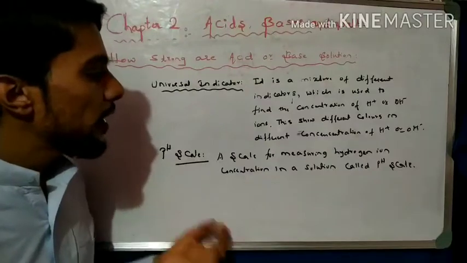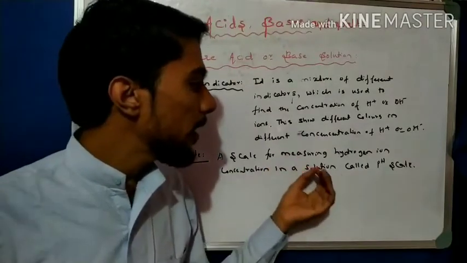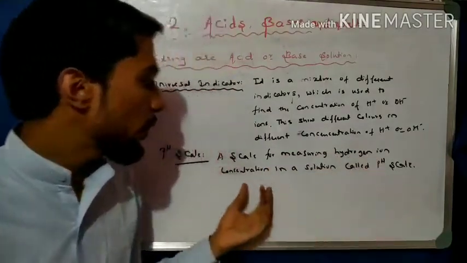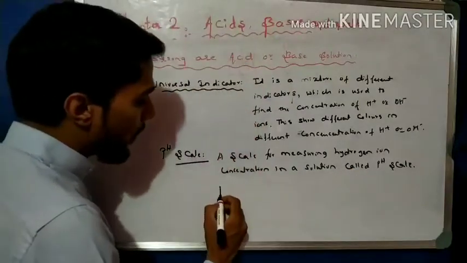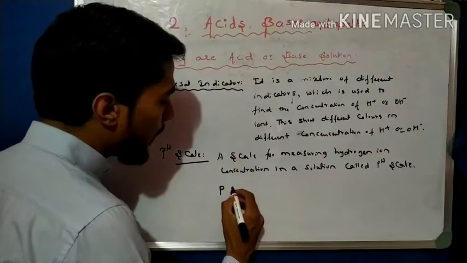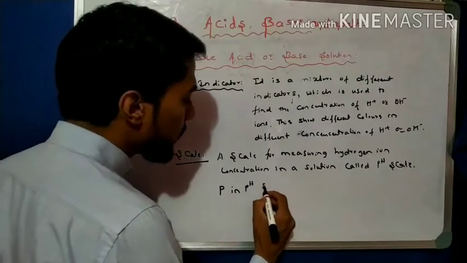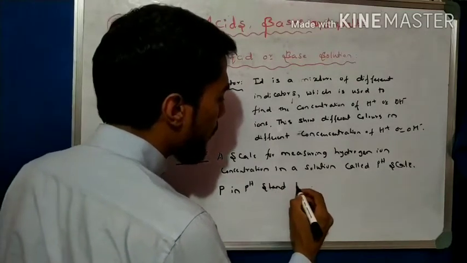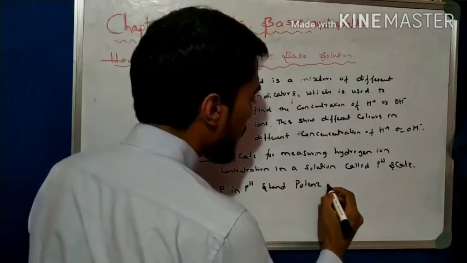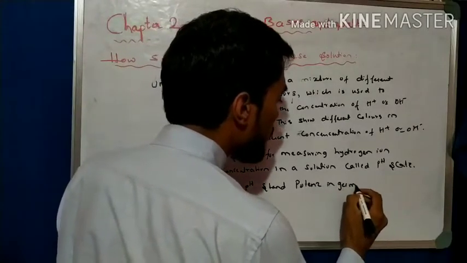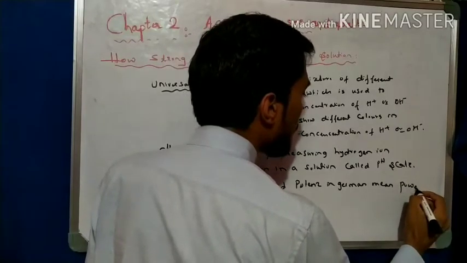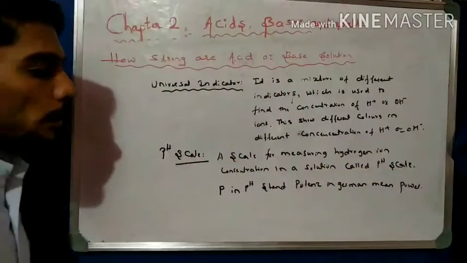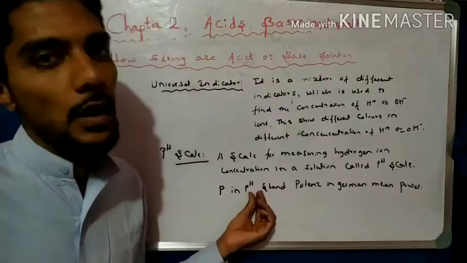So what is the pH scale? The pH scale is for measuring the hydrogen ions present in a solution. Here, P in pH stands for potenz, which in the German language means power. So that is the power of H plus ions.